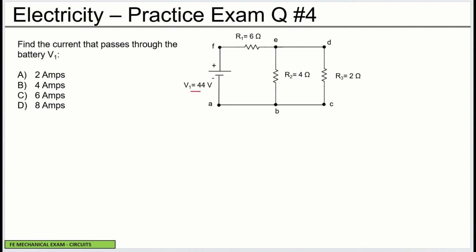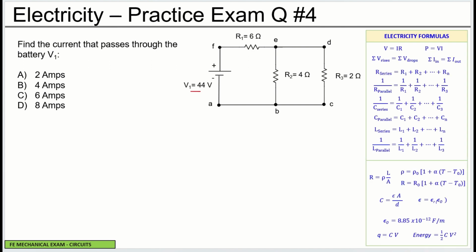The first thing I'm going to do is bring the equations that are provided in the handbook, and let's see which equations I am going to use. So we have the Kirchhoff voltage law, the Kirchhoff current law, and also Ohm's law. The Kirchhoff voltage law says that all the voltage rises equal all the voltage drops.